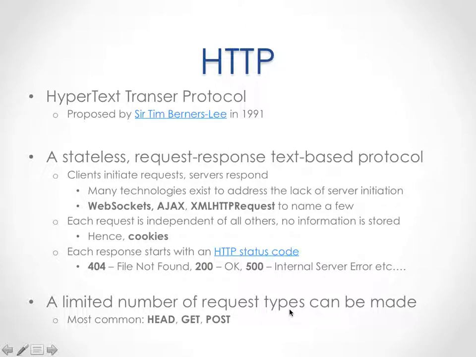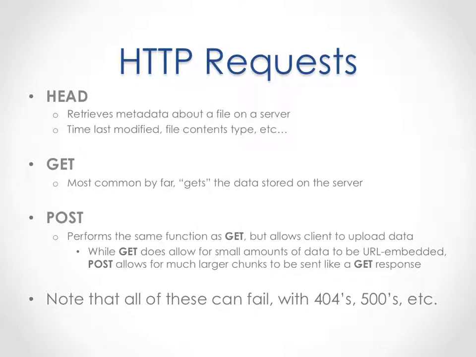And there are different kinds of request types that can be made as well. There's the head request, the get request, and the post request. Those are the three most common. These different requests allow you to do different things. For instance, you can send a head request and say, hey, I want the metadata about a file on your server. So if you want to know when the last time a file was changed, rather than getting the entire file, you can send HTTP head. If you want to get the actual file, you can send a get request. And if you want to send some data to the server, you can send a post request. And all of these can fail with 404s, 500s, all that kind of stuff.